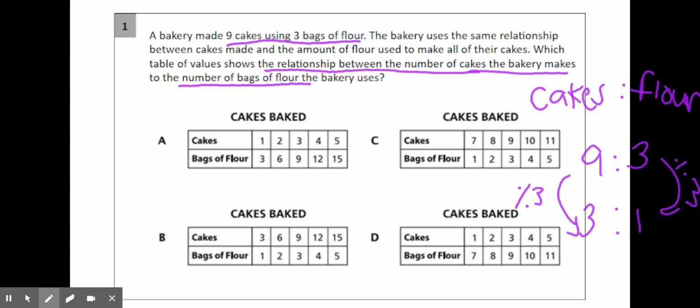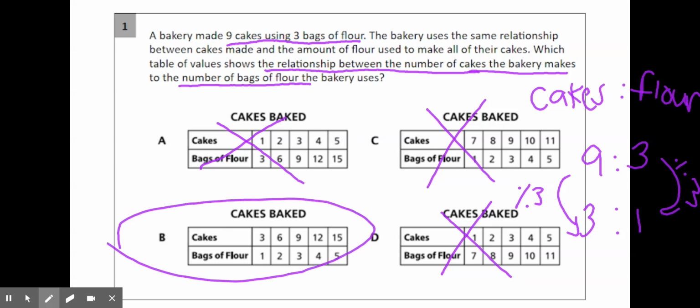If we check before we even simplified the ratio, we could already tell that we could eliminate option A, because it's saying that we have 9 bags of flour for every 3 cakes, and that is incorrect. And then the same thing for option D. After we already simplified our answer, we know that C is also incorrect because it's saying when we have 1 bag of flour, we make 7 cakes, which isn't the case because of the ratio. B is our correct answer.